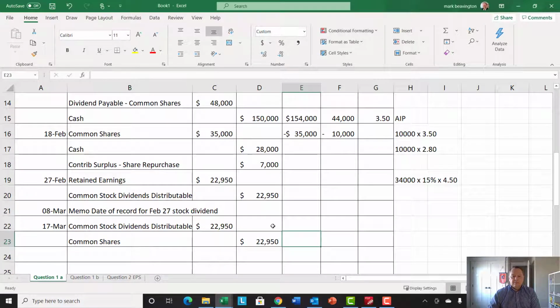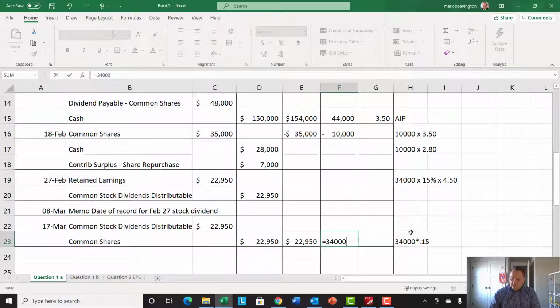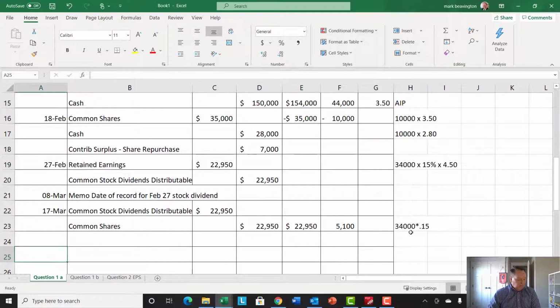When we do that, that impacts this column over here for dollars, and in this case for the number of shares. The number of shares we figured out was 15% of 34,000 up here. So 34,000 times 0.15 equals 5,100 shares. And then finally we get to the one more repurchase, so that's March the 19th.